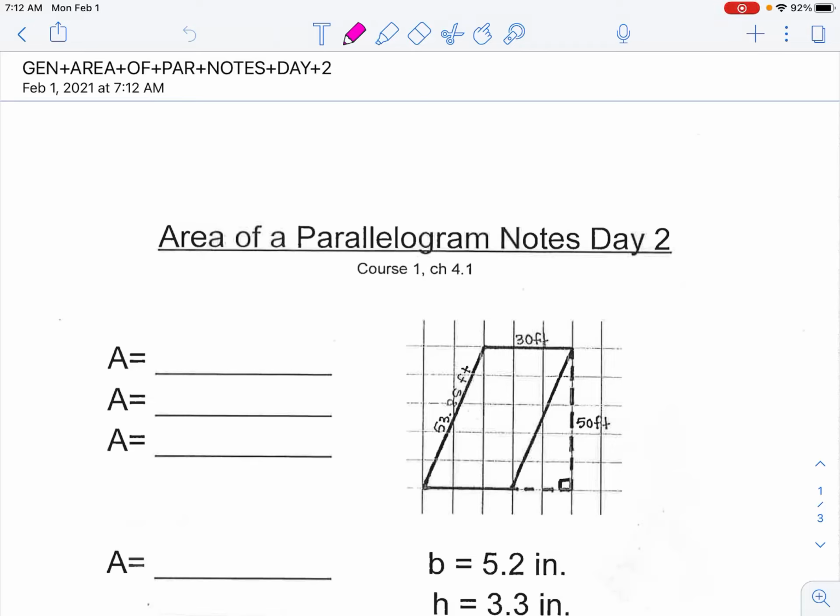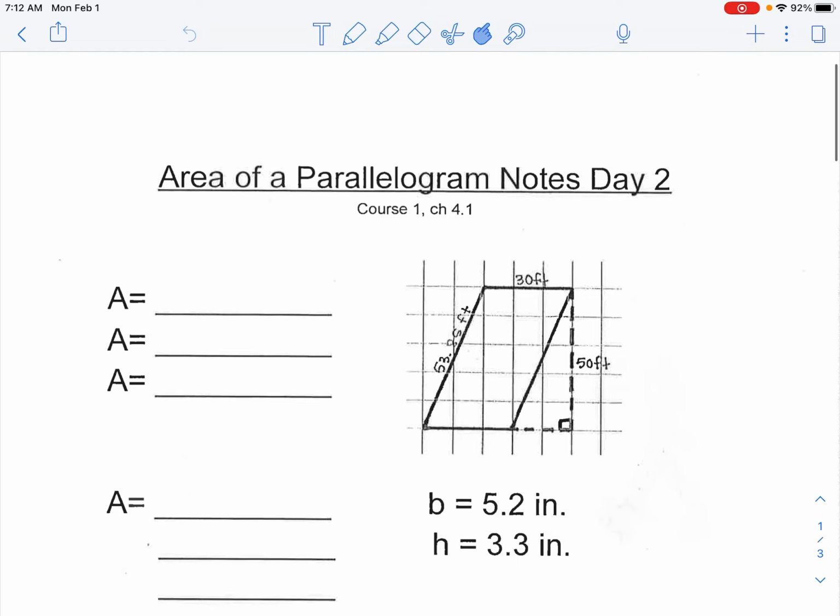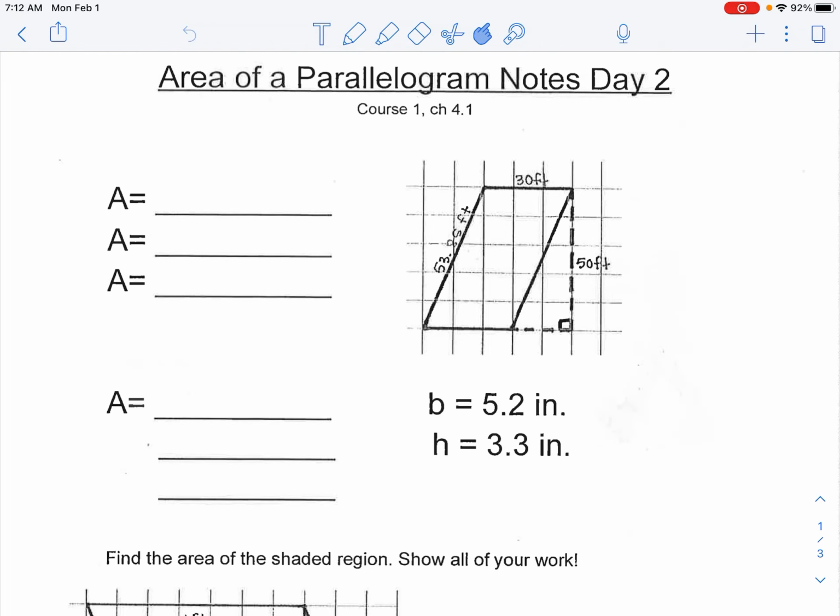Everyone, Miss Jardine here. All right, so this is day 2 of area of parallelograms. So going back to what we learned last week, remember our formula. We always need 3 lines. We've got area equals, area equals, area equals. So we've got 3 lines for every parallelogram problem. On the first line is always our formula, base times height.